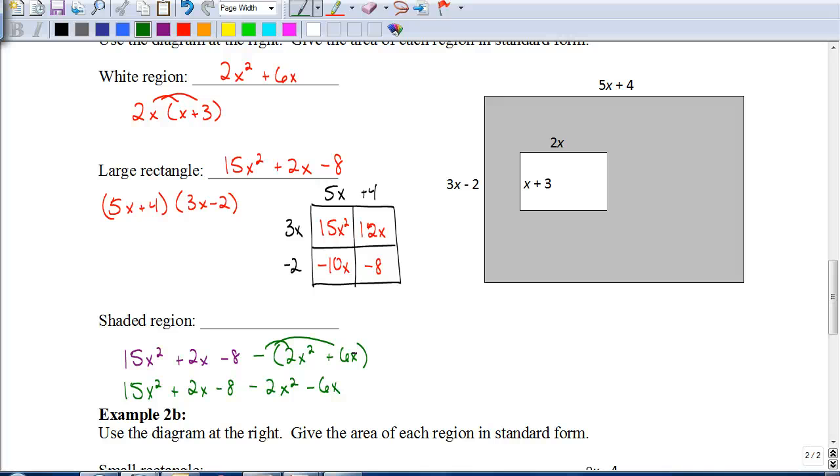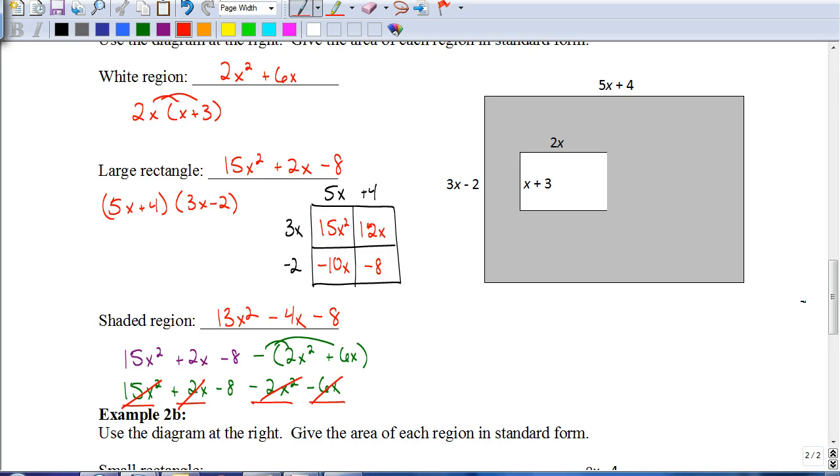So now when I simplify this, I'm going to combine like terms. 15x squared minus 2x squared, well that's 13x squared. Done with those. Now I have a 2x minus 6x. 2x minus 6x would be minus 4x. I'm done with those now, and I'm left with just that minus 8. So that would be my final answer. So the area of the shaded region would be 13x squared minus 4x minus 8.